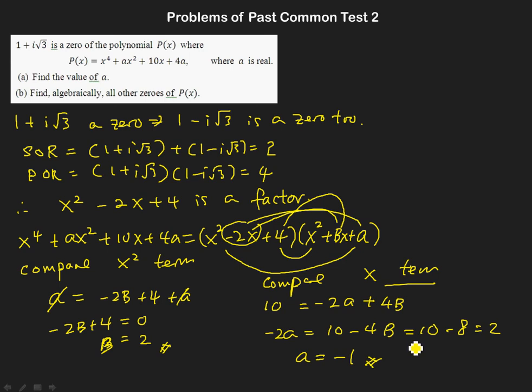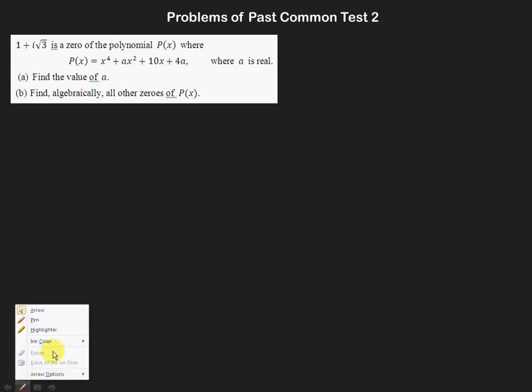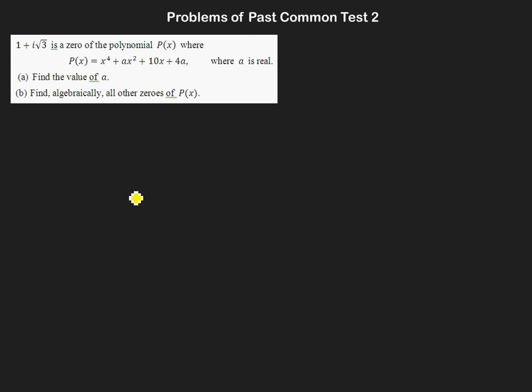Now let's move on to the next part. Let me get a pen first. Right, so now we have p(x) is actually negative 1 x squared plus 10x, this will be minus 4, because recall that b is actually 2, and a is actually negative 1. But we don't really need this; we solved the first part, we found a.